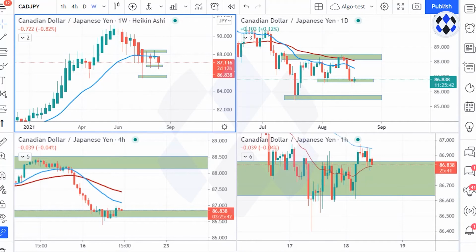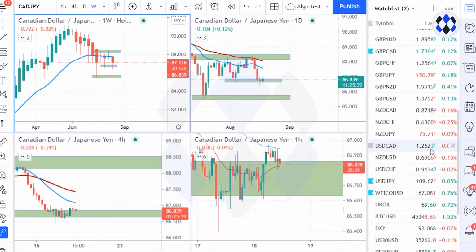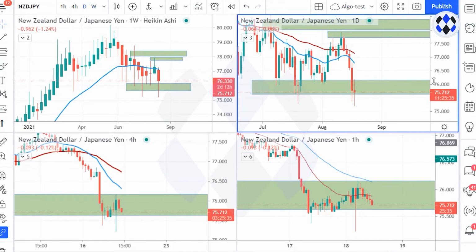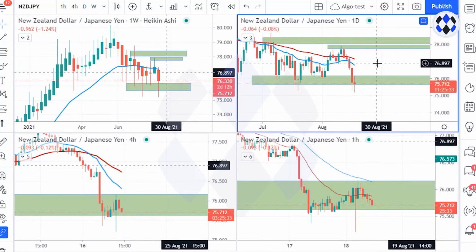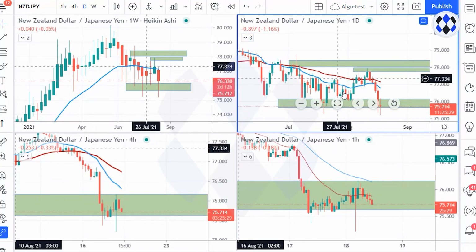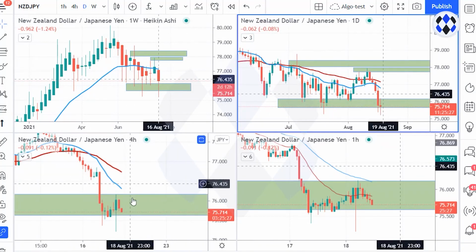The next one is the New Zealand dollar yen. Let's have a look at that one. Coming up here, as you can see, the same picture. We are in a range. There's not really any trend. There was a downtrend, but then we are stuck in this mid-range here.